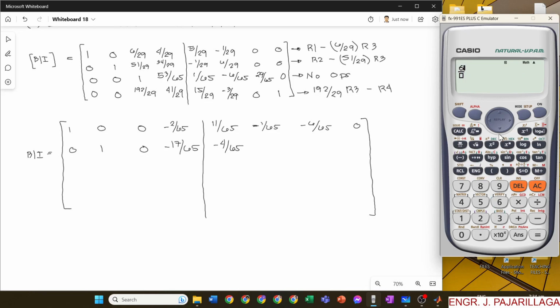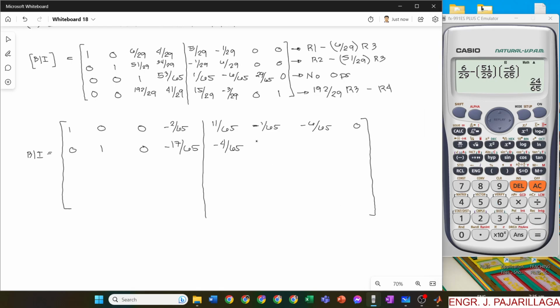Positive 6 over 29. And then minus 51 over 29. And then let's multiply that by our row 3, positive 29 over 65. Oops. Wait. 6 over 29 minus 51 over 29 multiplied by 6 over 65. Negative 6. So we have 24 over 65.